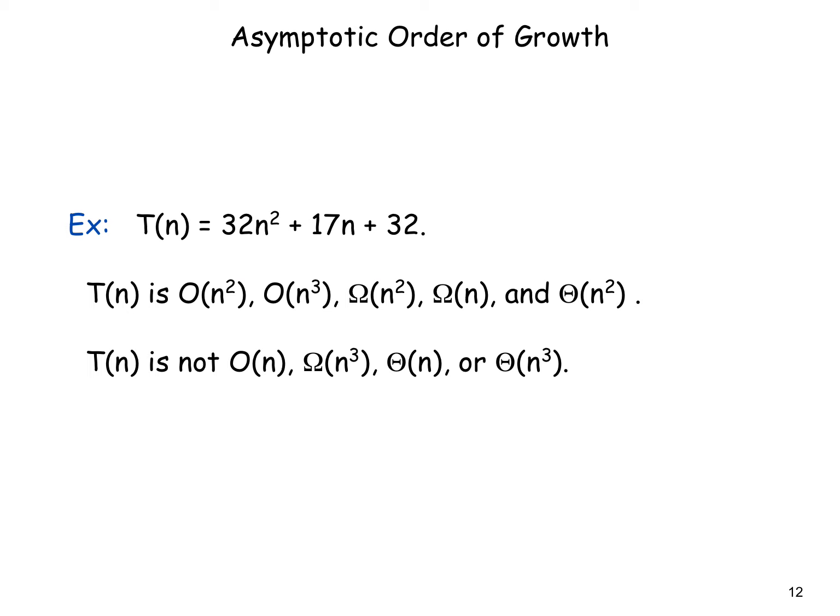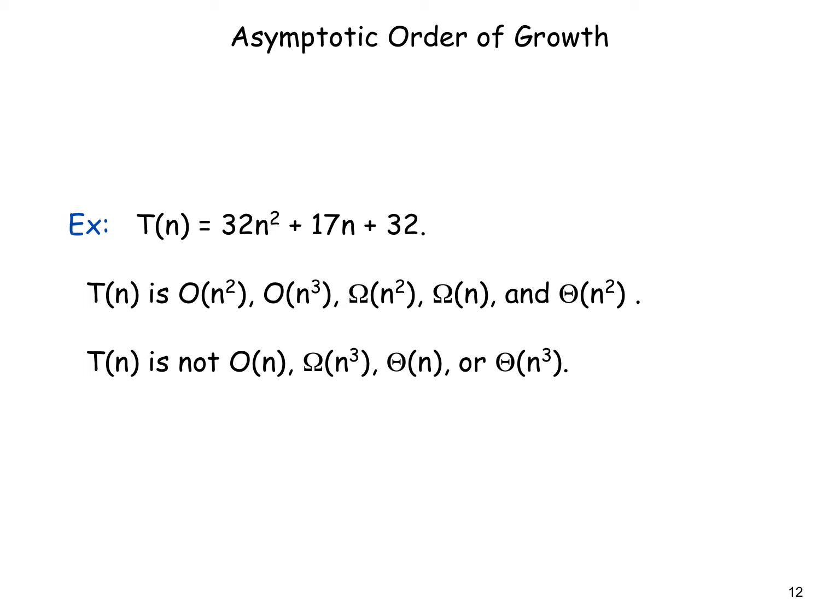So for example, if t of n is equal to 32n squared plus 17n plus 32, well, then we can say that t of n is big O of n squared, which seems perfectly fine, but it's also big O of n cubed, because we don't say how tight the big O boundary has to be. T of n is also big omega of n squared, because in this case you can look at the low order terms and t of n is always going to be at least as big as n squared.